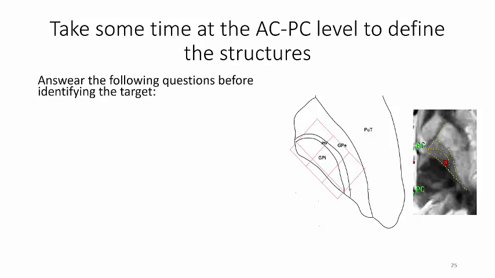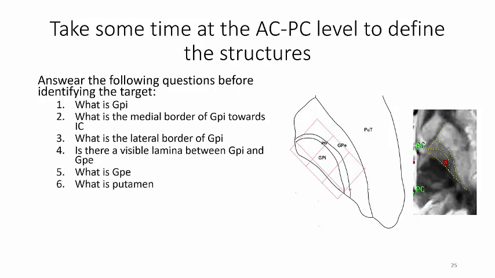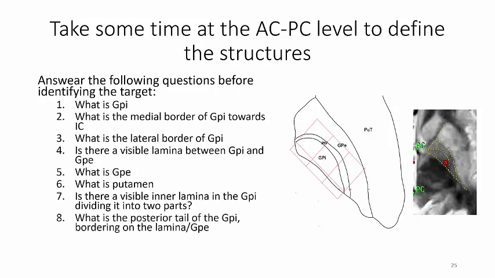Before identifying the target, answer the following questions. What is GPI? What is the medial border of the GPI towards the internal capsule? What is the lateral border of the GPI? Is there a visible lamina between the GPI and the GPE? What is GPE? What is putamen? Is there a visible inner lamina in the GPI dividing it into two parts? Where is the posterior tail of the GPI bordering on the lamina GPE? What is the posterior third of the GPI?